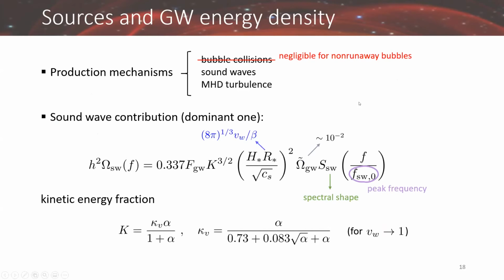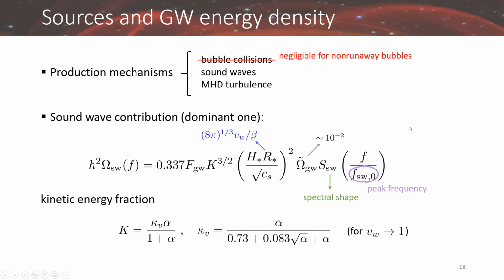So how are gravity waves produced? The bubble collisions produce gravity waves, but these are negligible for these types of bubbles, which are called non-runaway. And these happen to be the case for us. Non-runaway bubbles are when the friction that the bubble experiences is non-negligible. And then we're left with sound waves and turbulence contributions.